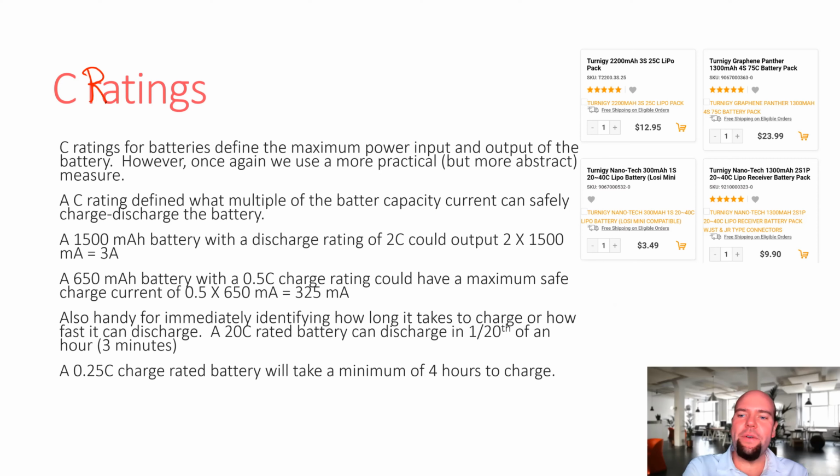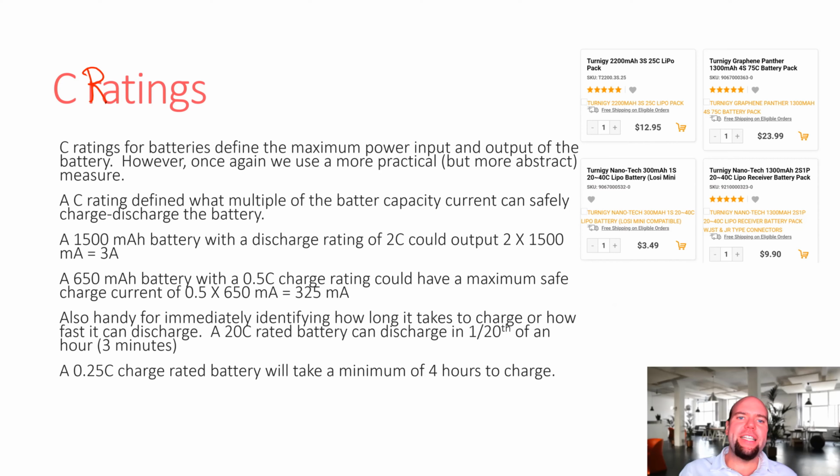Once again, just like with capacity, where we use this weird measure of milliamp hours and amp hours, when it comes to maximum charge and discharge current, we also do something weird. We do C ratings, right? We could have just defined the maximum input and output power. We could have used watts. We could have used current in, current out. Instead, we use C ratings.